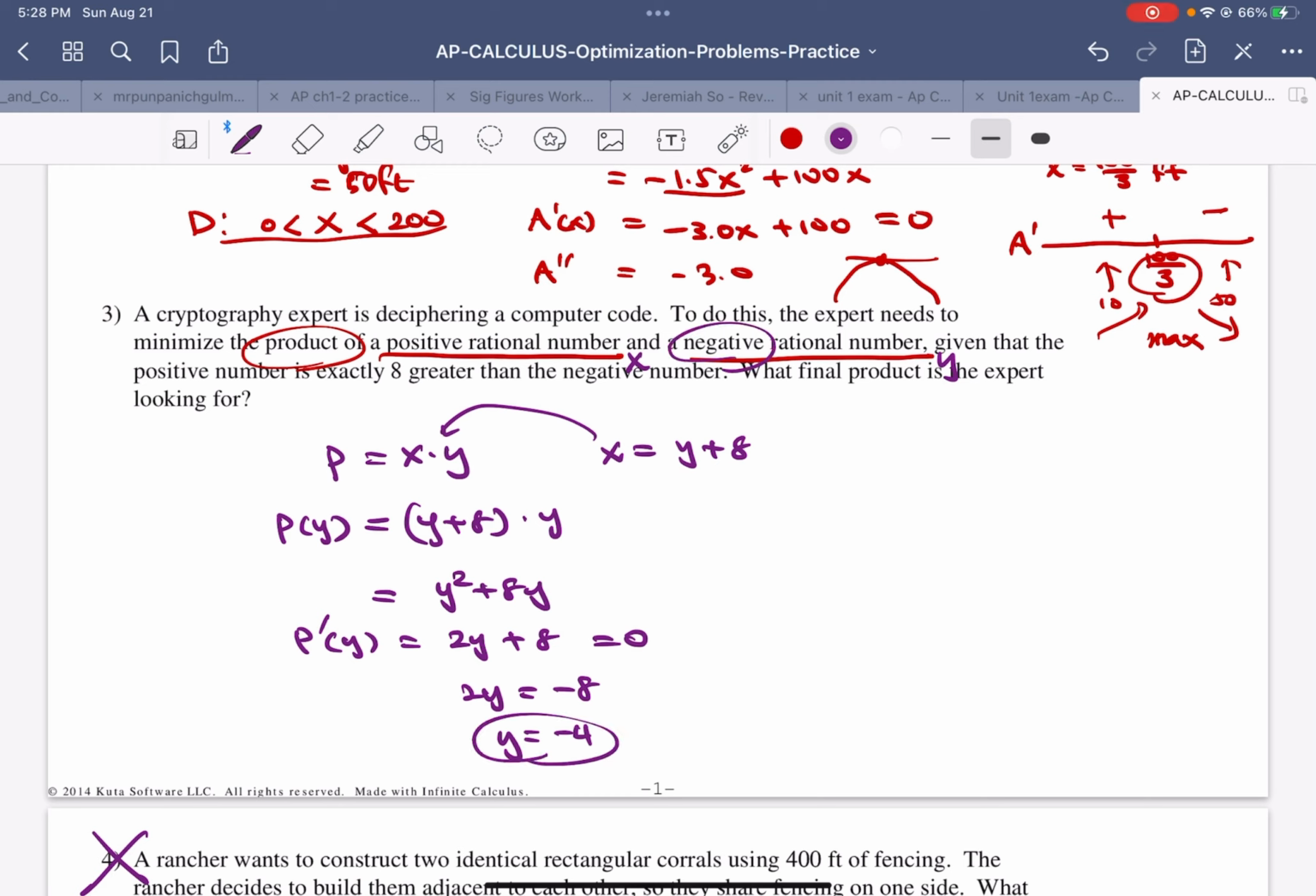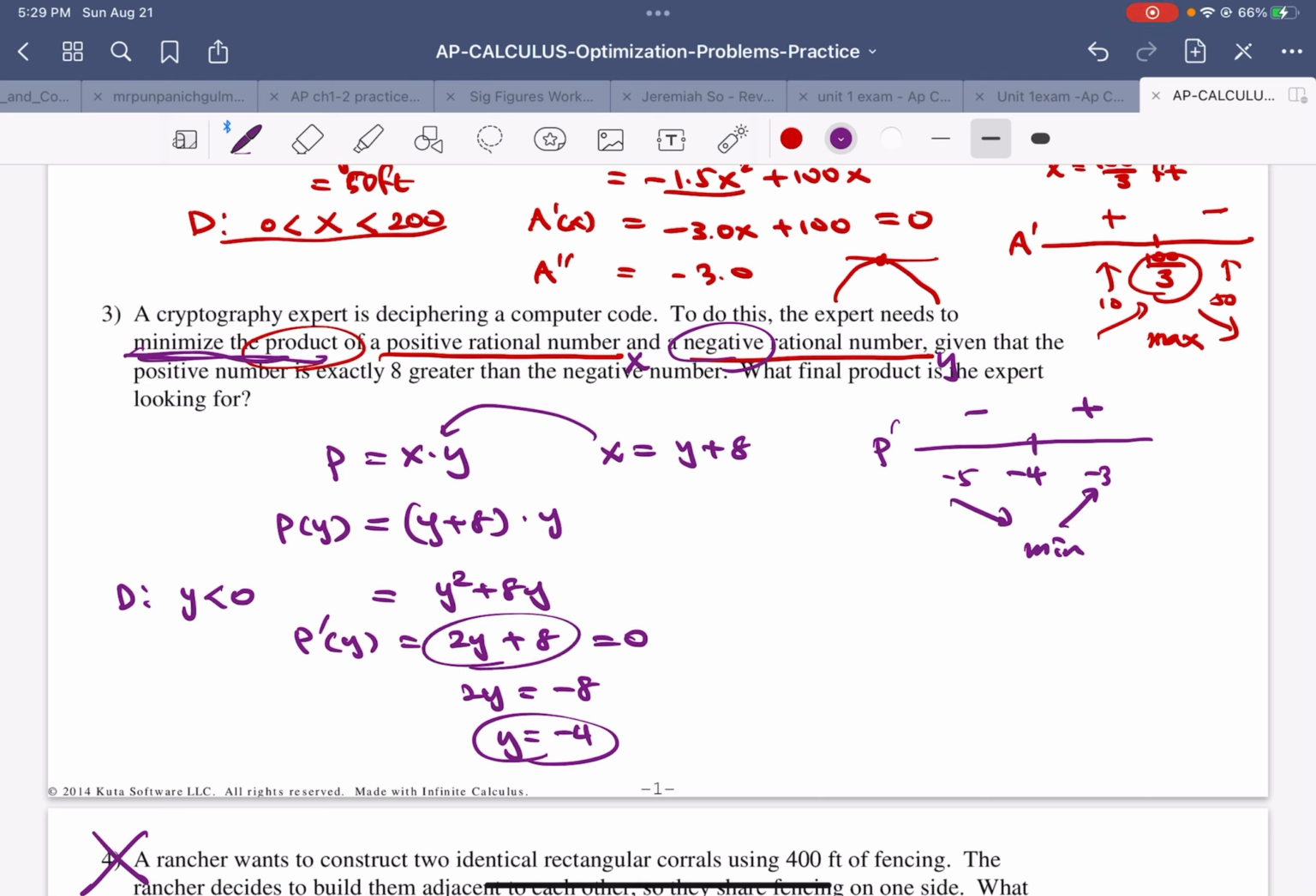But how do you know that one is the minimum product? So P prime at negative 4. And then your domain for the y value, because we talk about only the y value, should be less than 0 because y is a negative rational number. So let's say the bigger one is negative 3 and negative 5. When you do the test, it's negative and positive, so going down, going up. So you have a minimum. You can make sure by plugging in here.